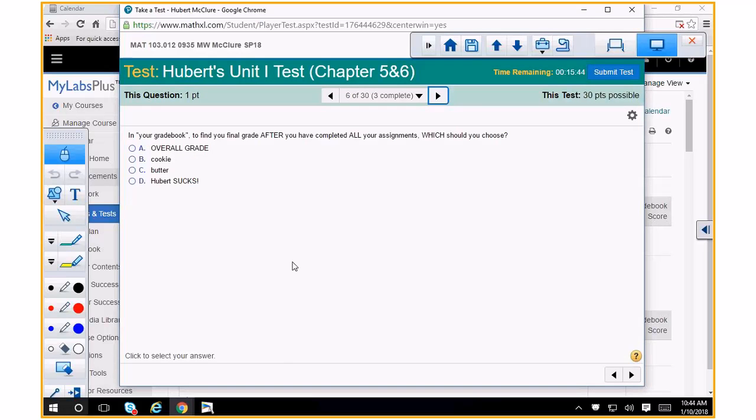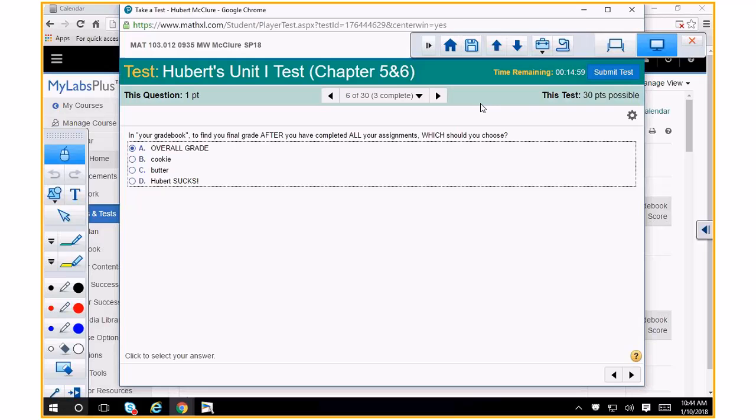In your grade book, to find your final grade after you have completed all assignments at the end of the semester, which should you do? Which button should you choose? Should be A. Now, why do I put that on there? Because before I started putting that question on there, I'd get about 10 people out of 30 calling me at the end of the semester after the last day of finals. How do I find my final grade? Y'all think I'm lying. Ask these two.